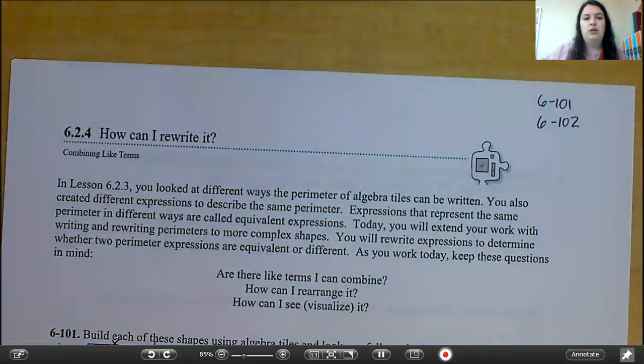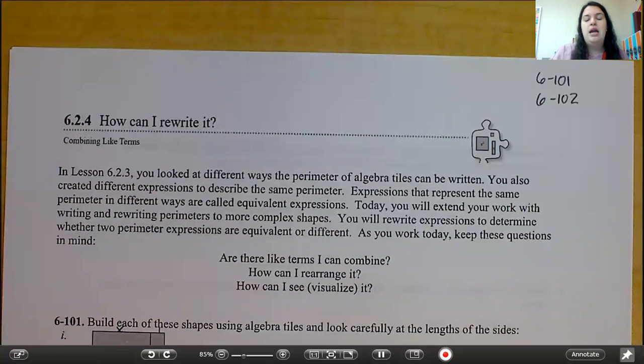6.1.0.2 is the last thing that you need to do for this set of notes. We are going to be saving this and talking about it in class. As always, when you are done, please upload a picture of your work. And if you have any questions, please email me.